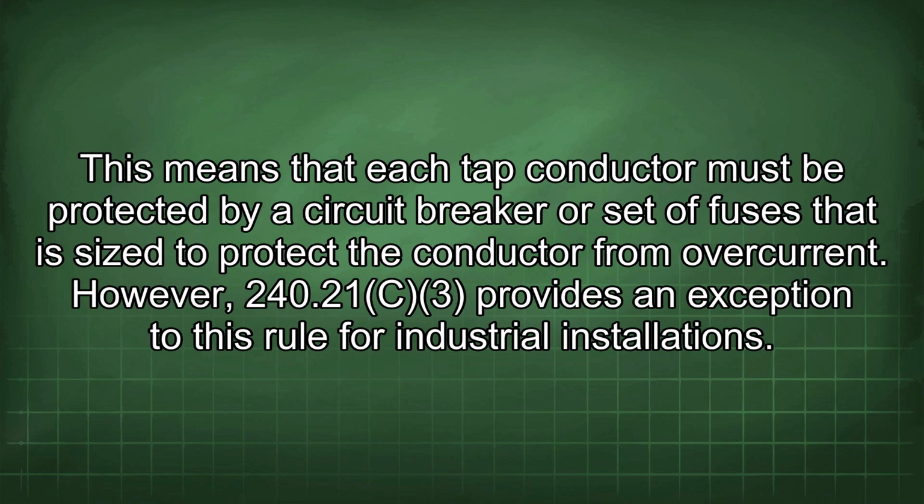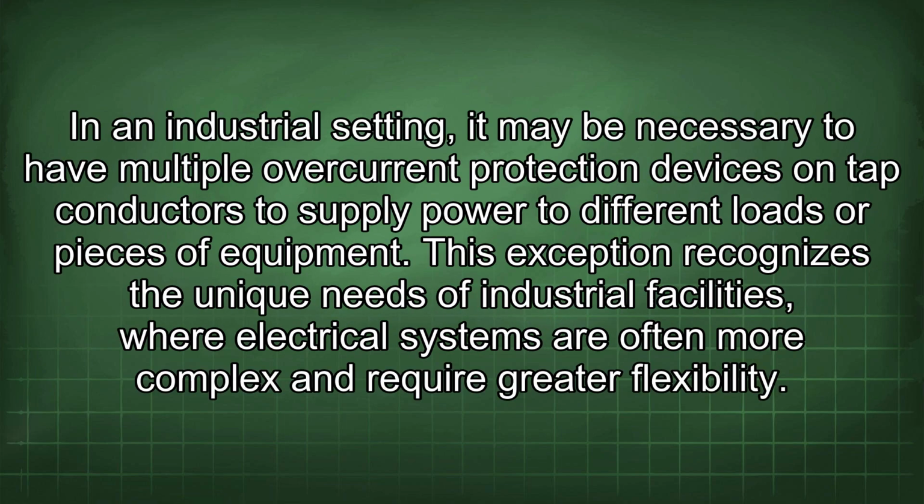240.21(C)(3) provides an exception to this rule for industrial installations. In an industrial setting, it may be necessary to have multiple overcurrent protection devices on tap conductors to supply power to different loads or pieces of equipment. This exception recognizes the unique needs of industrial facilities, where electrical systems are often more complex and require greater flexibility.